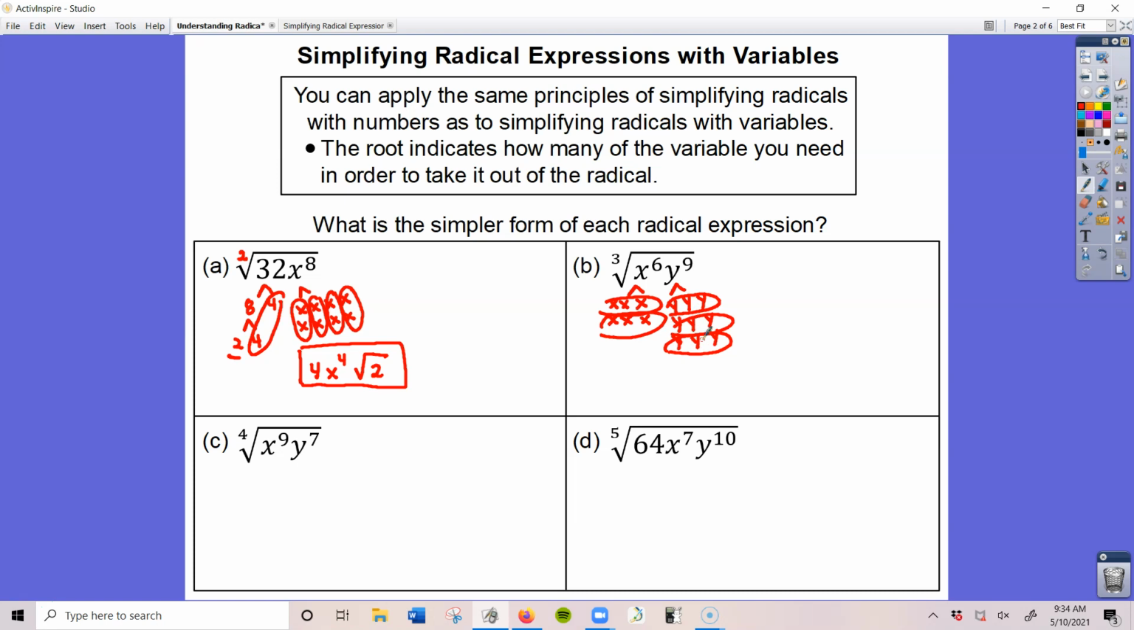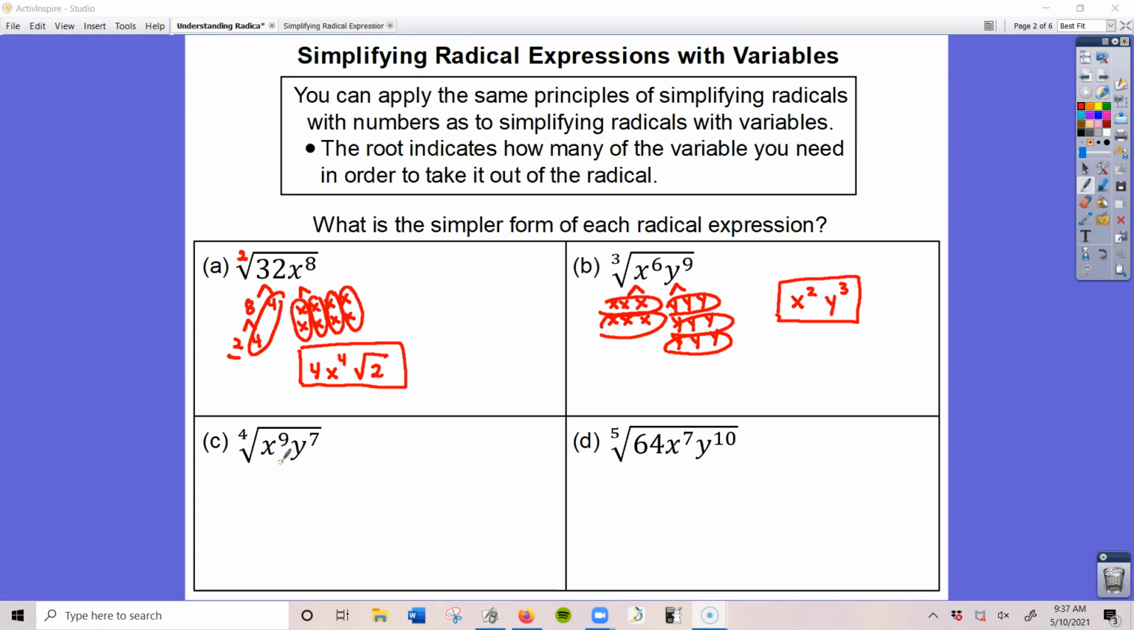Since I've circled everything, that means that we no longer will have a cube root. I have 2 x's that I need to bring out, so that would be x squared, and 3 y's, so y to the 3rd. And again, there's nothing left over, so we're done with that cube root. So this will be my answer.